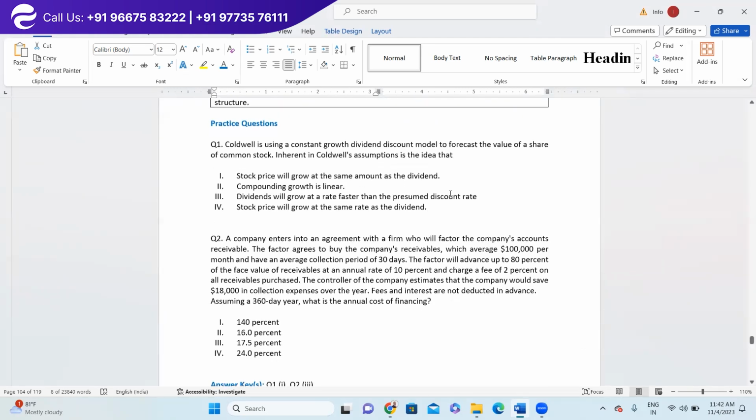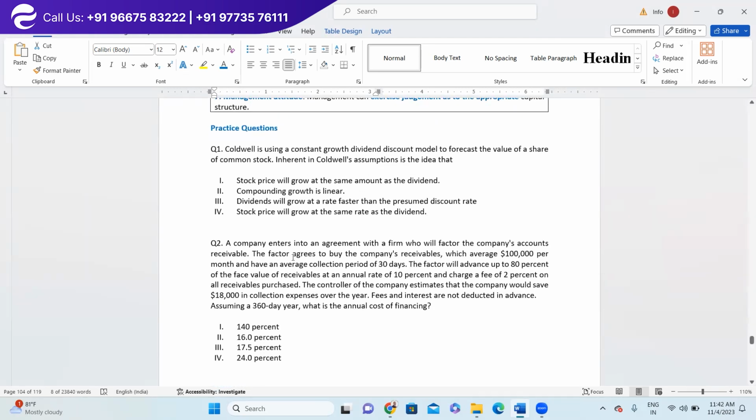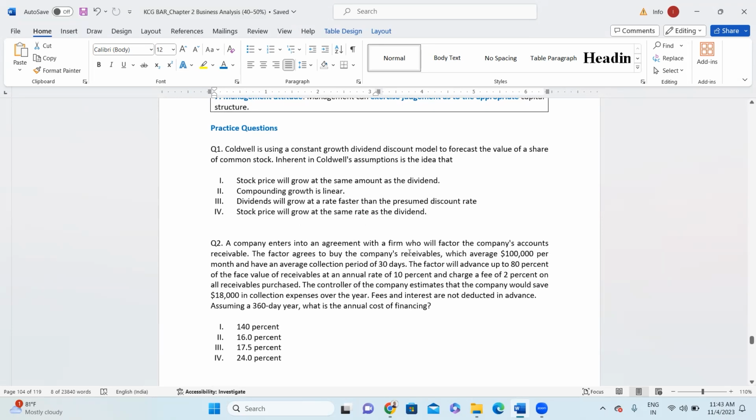Okay. Second question is, a company entered into an agreement with a firm who will factor the company's accounts receivable. So what is factoring? Any idea? Any idea what factoring is all about?